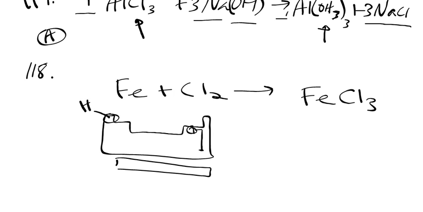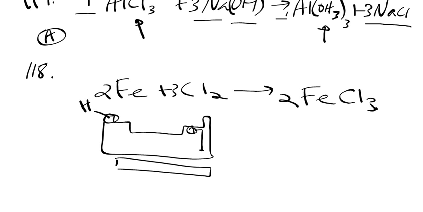When you go to do this, these don't balance. 2 in front, that gives me 6 chlorines. A 3 in front, that gives me 6. 2 irons, 2 irons. 2, 3, 2 is what the answer should be. And it says, what's the coefficient in front of Cl2? It's a 3. The answer is C.